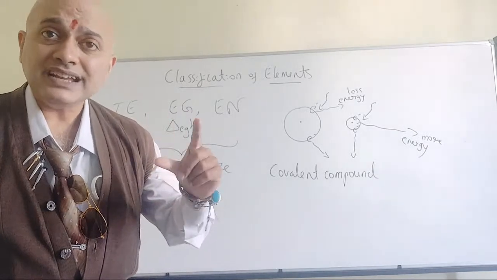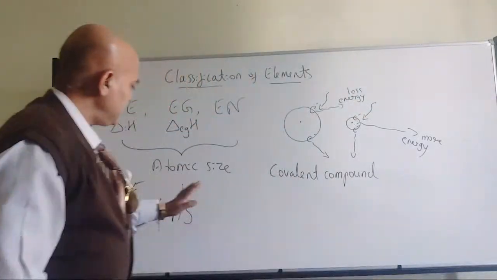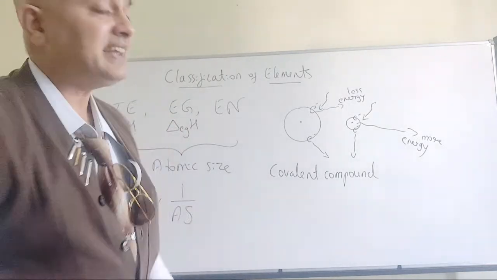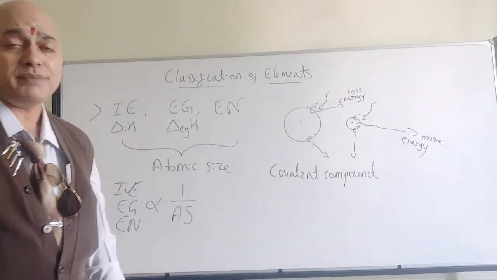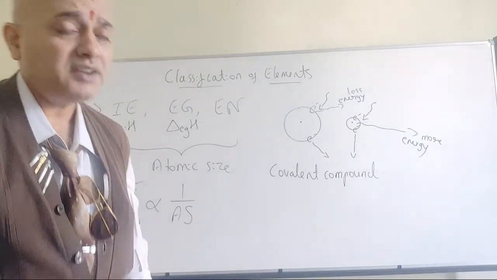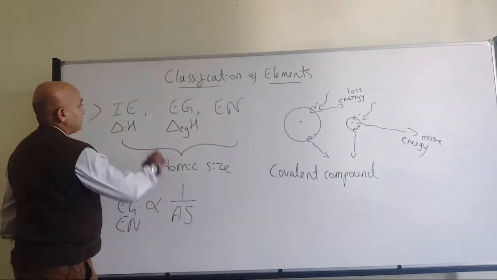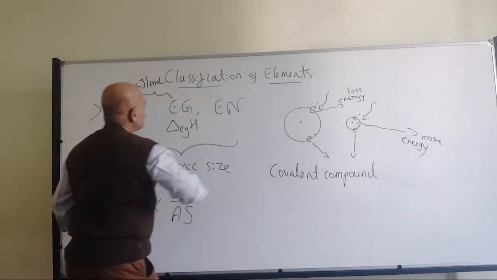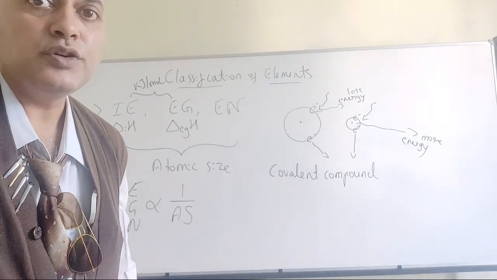So try to understand these terminologies. If you are finding any difficulty, let me know. Yes Pooja, electronegativity is a qualitative measurement. It is not quantitative, so there is no SI unit for electronegativity. Kilojoules per mole goes with the other two, but when it comes to electronegativity, no SI unit.